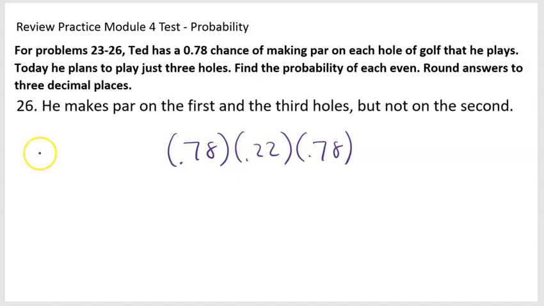Then I just multiply these together. And if, again, I use proper notation, he makes par on the first and third holes. So first and third. There you go. Now keep in mind, you have to address the second hole. Just because it doesn't say anything about the second hole, you have to address it. So if he makes par on the first and third hole, but not the second, then there you go. And I multiply all this together. I'll do that for you. Hold on.